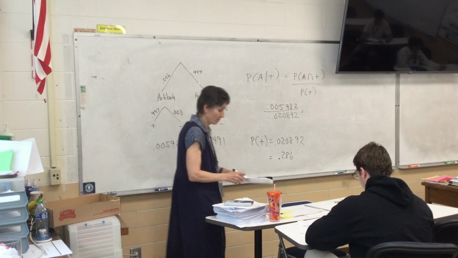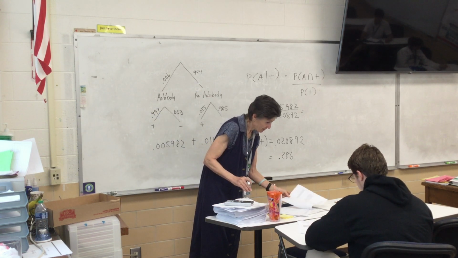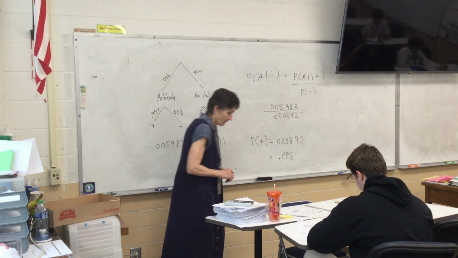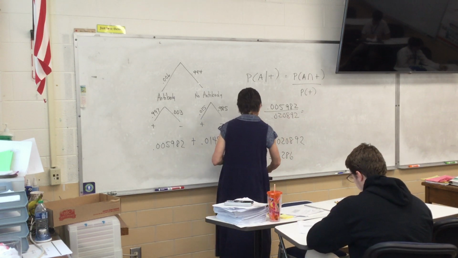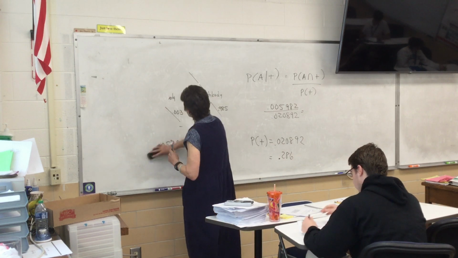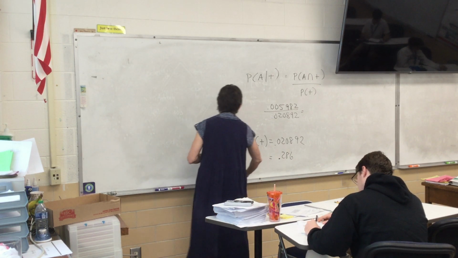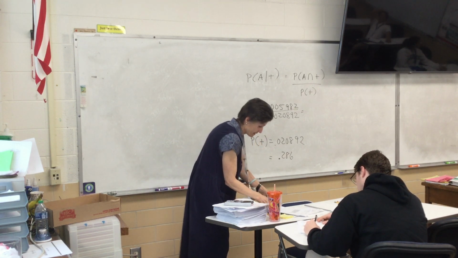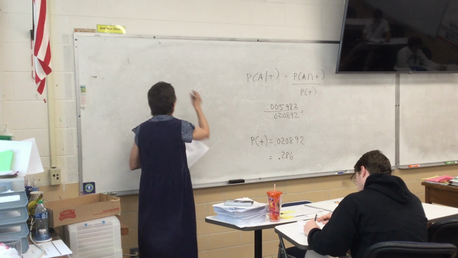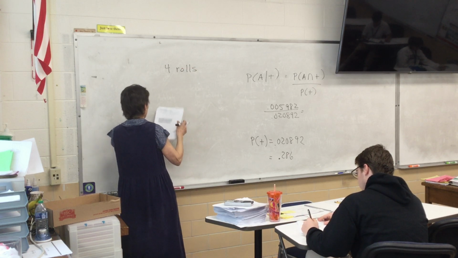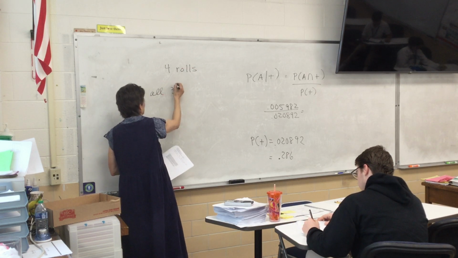I'm going to do one more problem and then I'm going to stop because you're going to go into overload here if we're not careful. But we're going to tie together everything we talked about today. So this last problem is the perfect one to do that. It says we roll a die 4 times. So we're going to roll a die 4 times. What's the probability we roll all 3s?